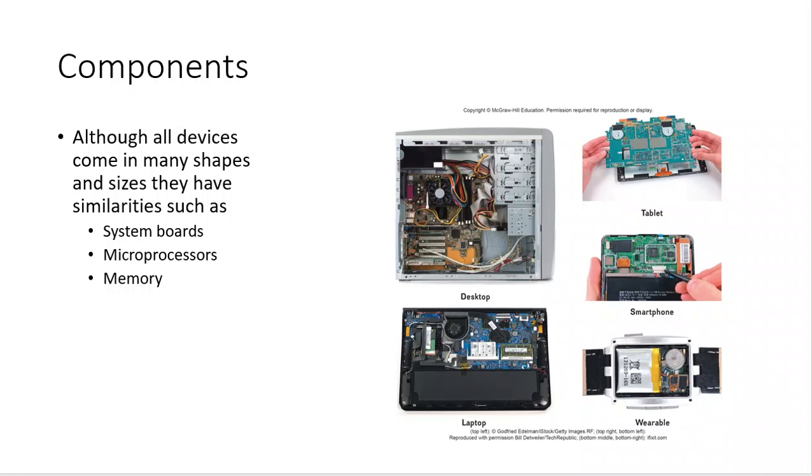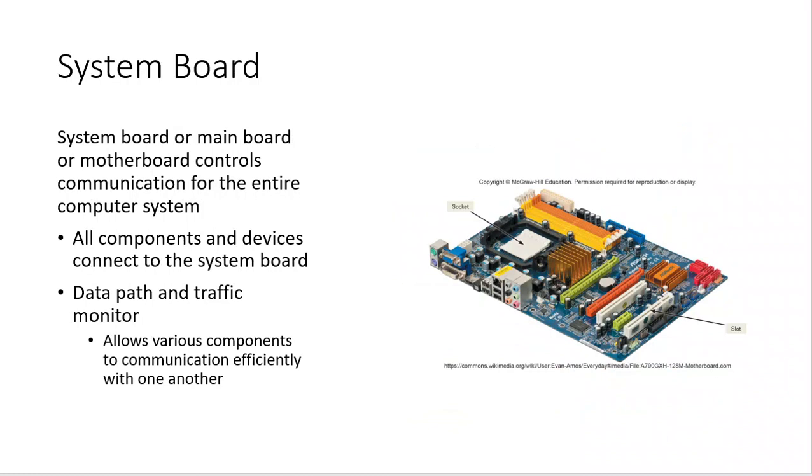For example, this is the desktop, then this one is the laptop inside. This is inside of the desktop. This one is inside the tablet. This one is inside the smartphone and this one inside the wearable. So kalau kita buka dalam tu, macam ni lah komponen dalaman dia. Dia mesti ada system board, microprocessors and memory. So bila you nak beli komputer ataupun phone, biasanya you akan tanya memory berapa, speed tu biasanya relate dengan microprocessors.